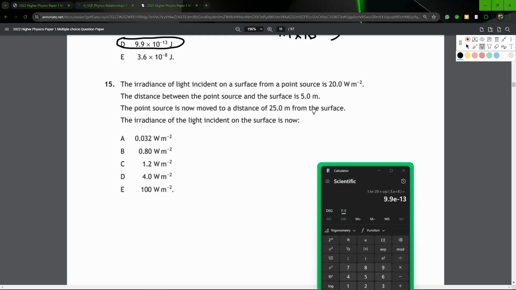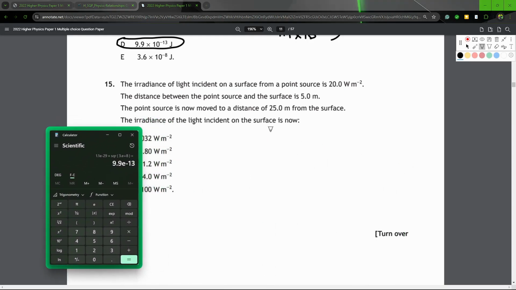Right, 15. The irradiance of light onto the surface from a point source is 20 watts per meter squared. The distance between the point source and that surface is 5 meters. The point source is now moved to a distance of 25 meters from the surface. The irradiance of the light is now what?